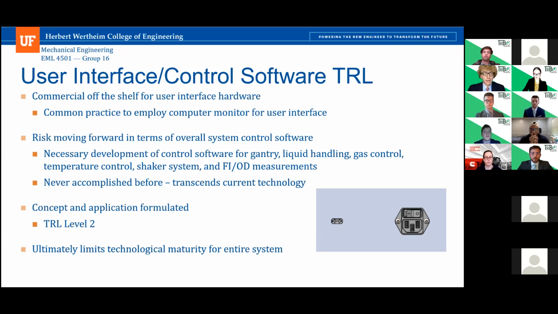With this in mind, we have developed a concept and application, with further development needed for this subsystem, resulting in a TRL level of 2. And ultimately, this limits our technological maturity for the entire system moving forward.